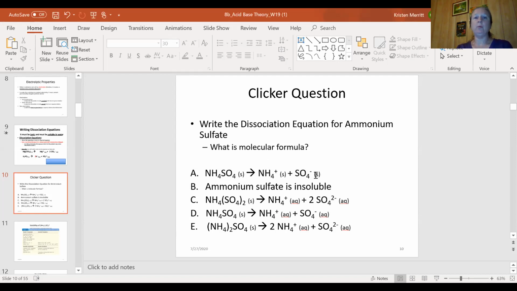It's aqueous. You've put it in water, so you have to have the aqueous. So number 1, A is not right, B is not right. This has the aqueous, and it has the charges correct, but this formula is wrong.